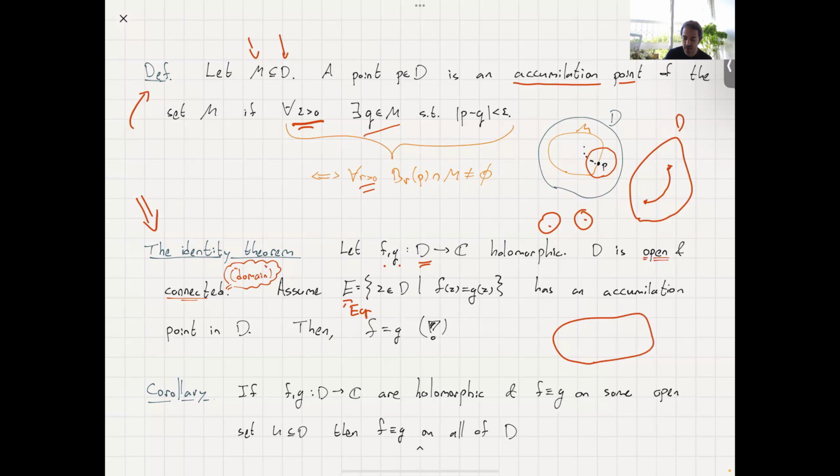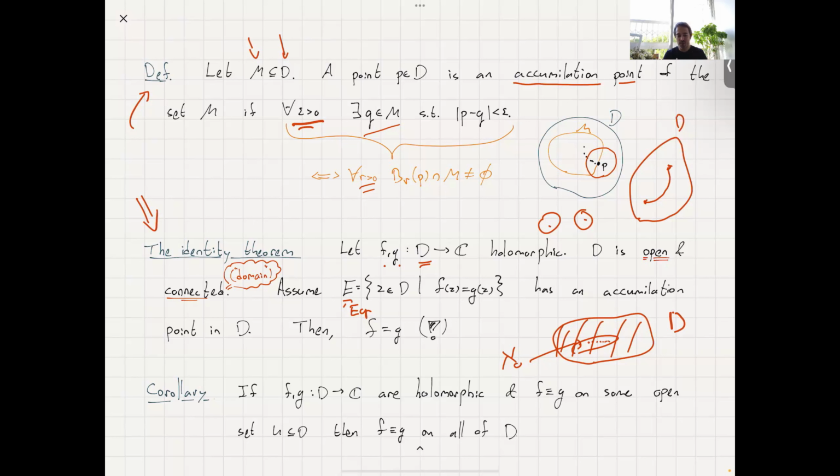You have, say, this is D, and maybe you have some sequence like that with an accumulation point inside D, and F and G agree only on these points. Knowing that immediately tells you that F and G actually agree everywhere, even on very far apart points. Right, that's like, a countable amount of information suffices, as long as you have an accumulation point, to argue about uncountably many agreements.